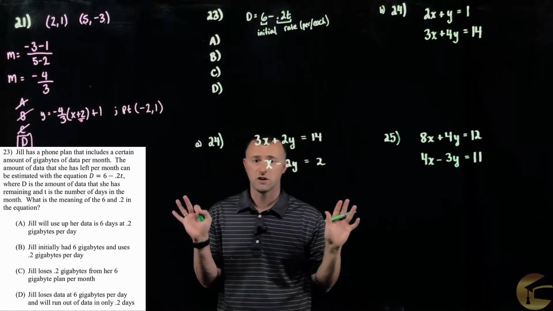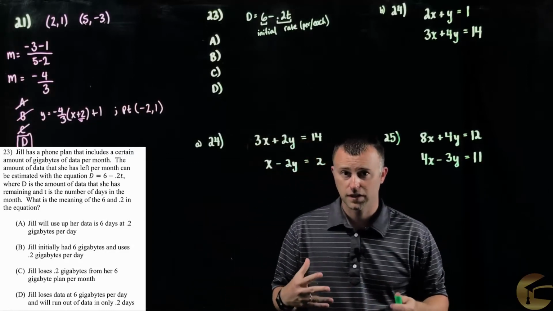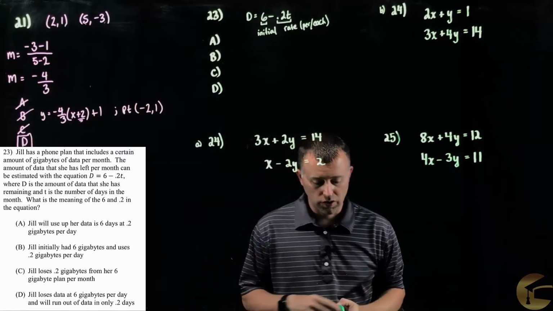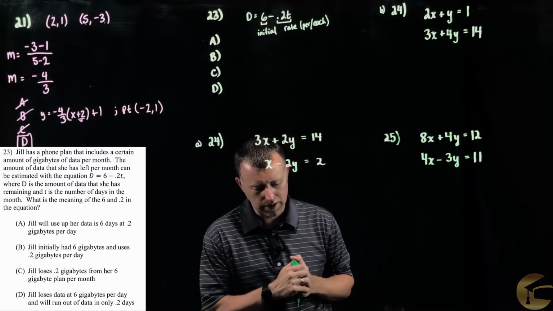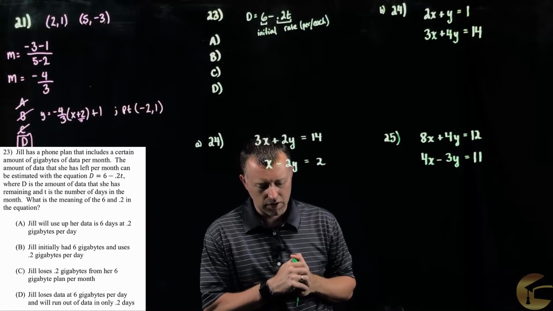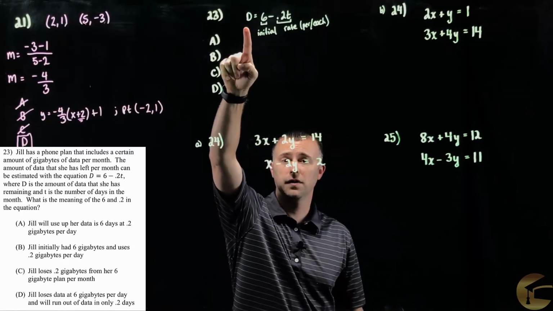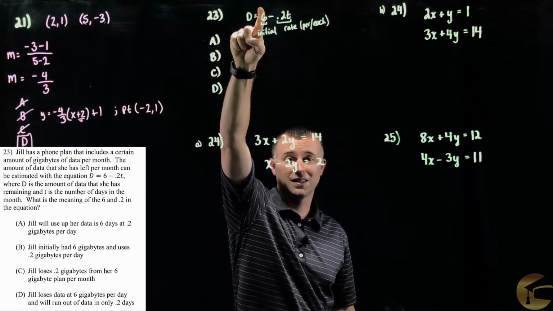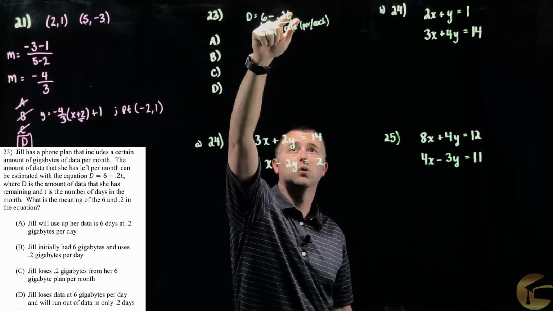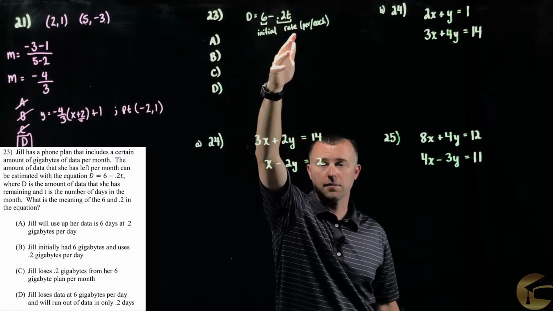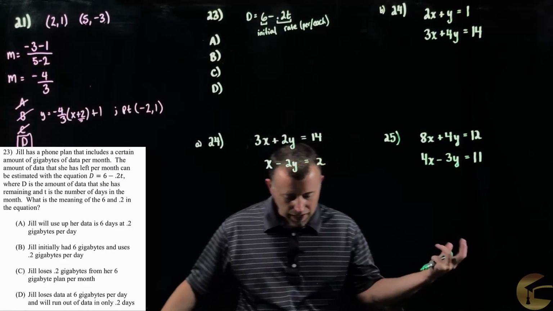So that's just the equation without me reading the problem. So now you can try to make sense out of it since you already know what you're looking for. So Jill has this phone plan, uses data each month. So the amount of data she has left can be estimated using this equation. So this tells you how much data you have left. So this probably means you initially had 6 gigabytes of data. You're using 0.2 per whatever, probably per day. D is the amount of data she has remaining. T is the number of days of each month.